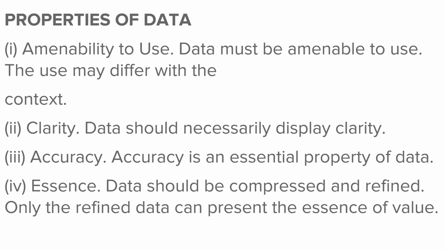The second property of data is clarity. Data should necessarily display clarity. Clarity in the sense that it should have the quality of being clear, or it should be easy to understand. So it should be in that form. The data should be in an understandable medium.